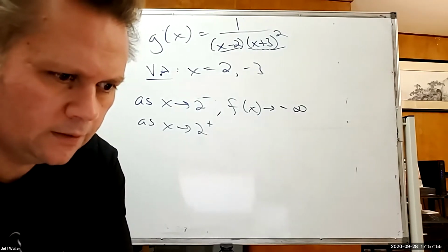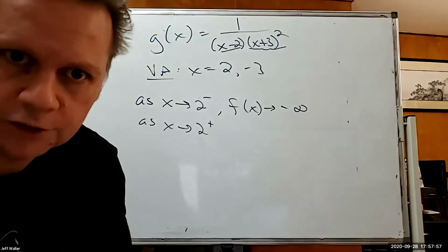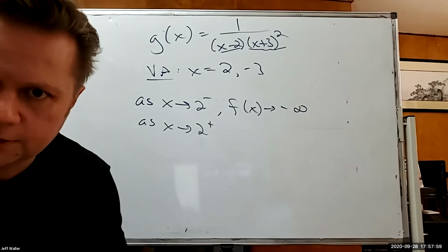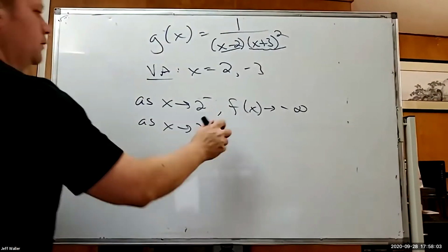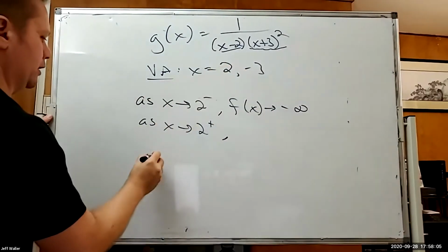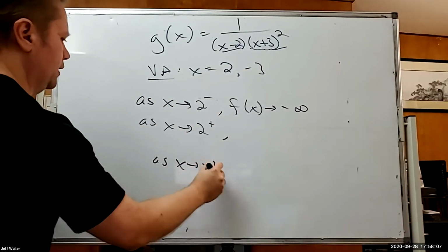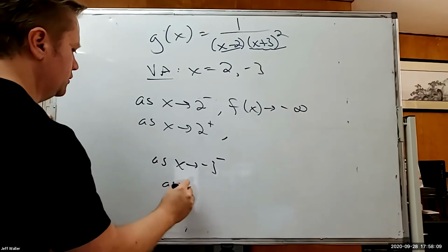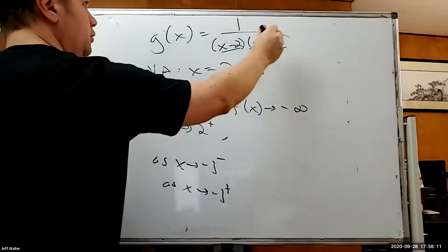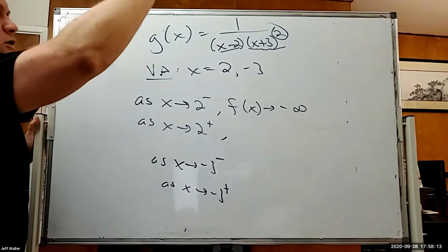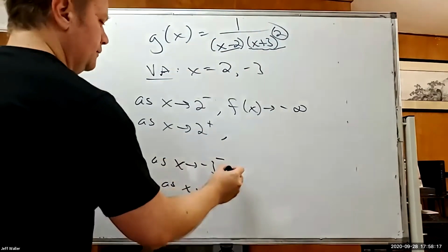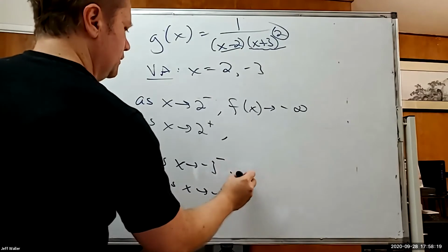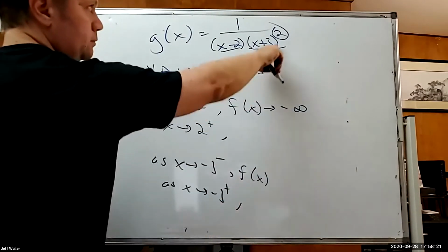I don't have enough faces to gauge reactions, but that's all right. Okay. And then the same thing with -3: x goes to -3 from the left, and x goes to -3 from the right. You'll notice it's squared. So whatever this thing does, it does the same on each side because it's multiplicity 2.